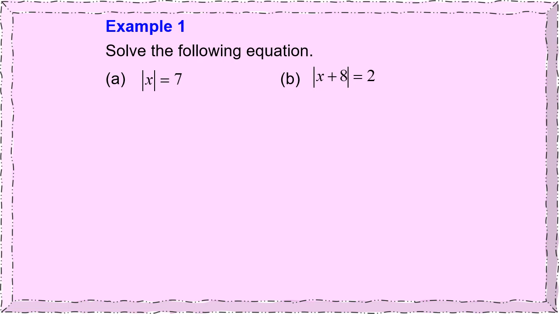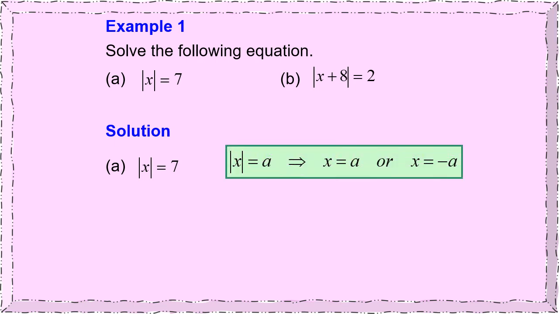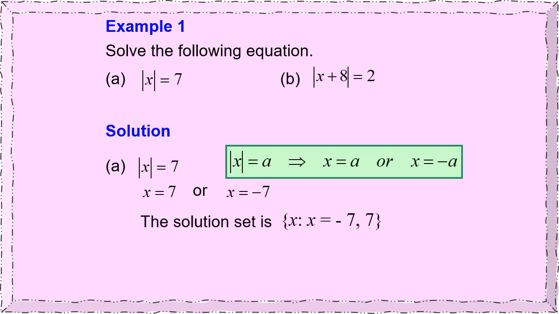So let's do some examples. Solve the following equations. For a, absolute x equal to 7. So what is x? X can take a value of what? We can use the definition of absolute equation, which means x can be equal to 7 or x can be negative 7. The answer you can write down in the solution set, such that x equal to negative 7 or 7.